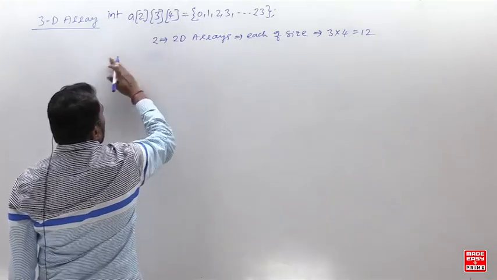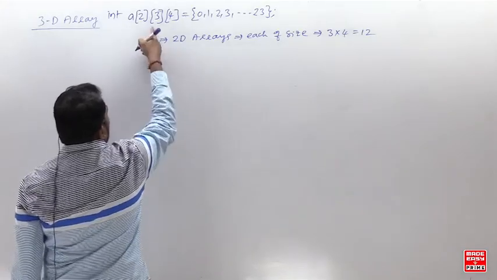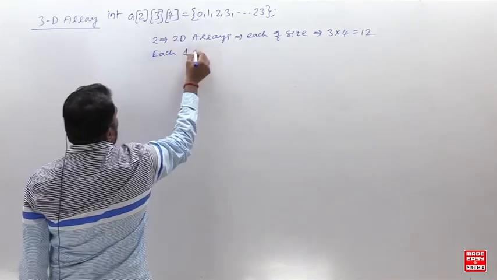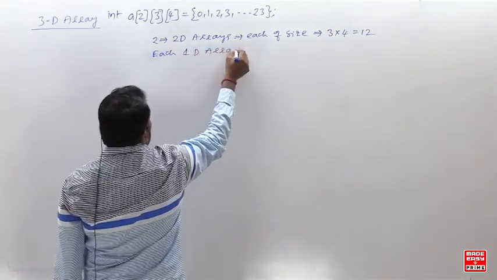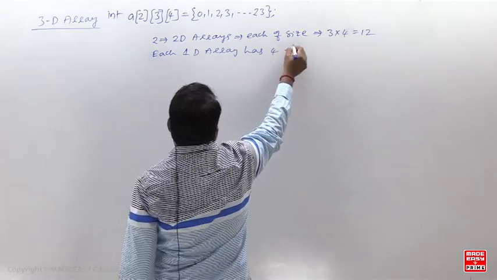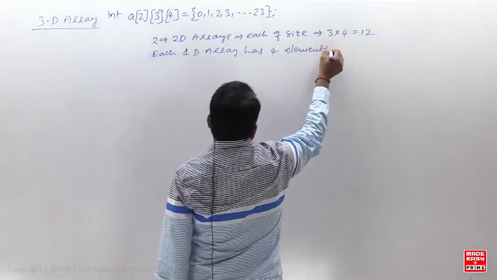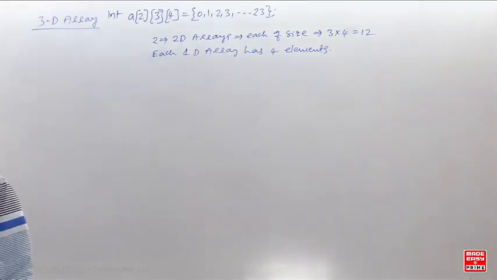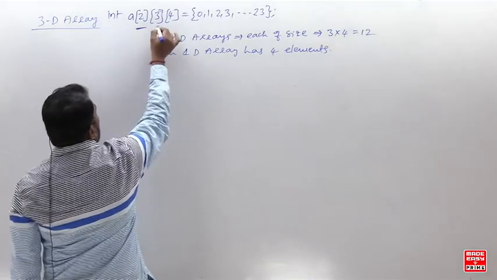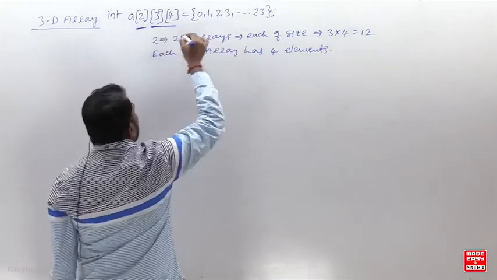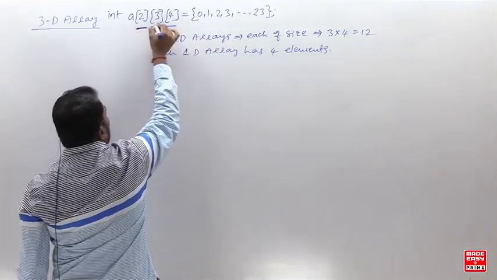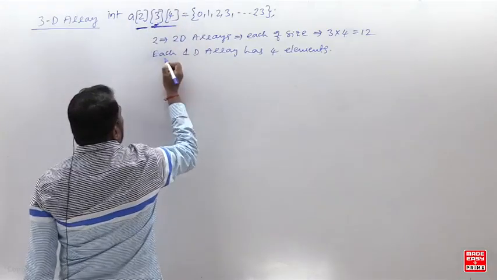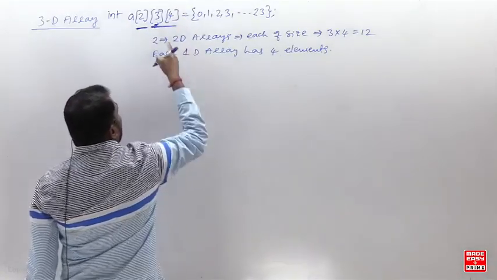Each 2D array has how many elements? Each 1D array has 4 elements. Copy this. You have two 2D arrays, each of size 3 into 4. Listen carefully. And each 2D array has what? Each 2D array has 3 1D arrays.